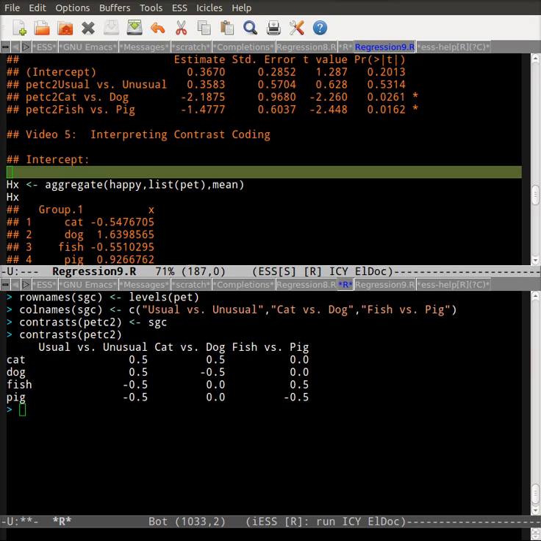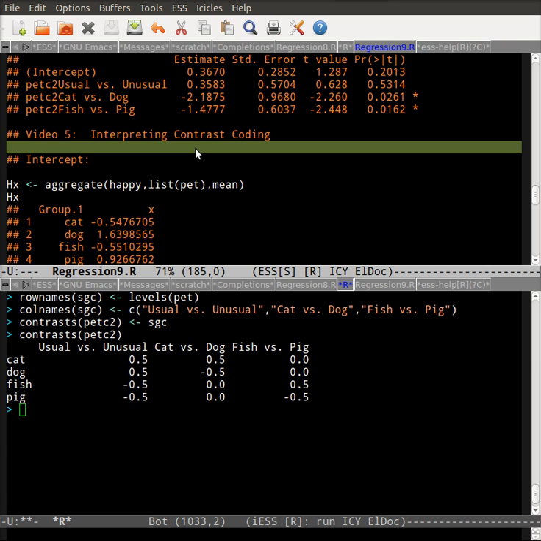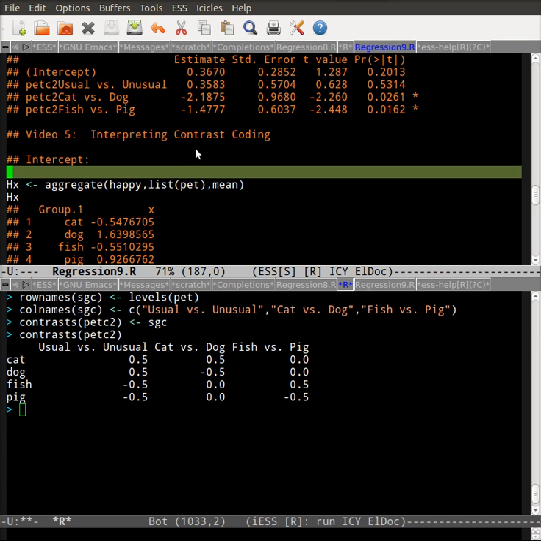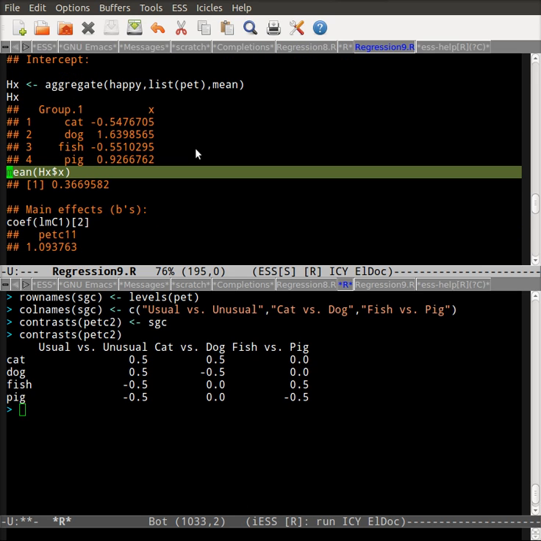This is where things get really fun. With contrast coding, what we're going to do now is interpret and compute the marginal means, and use the marginal means to interpret and recreate the B's. So when I say fun, I mean this is interesting.